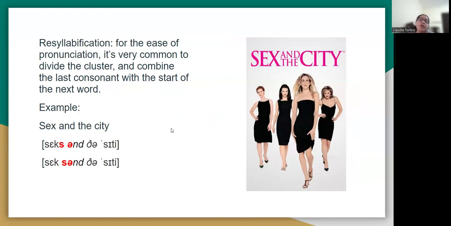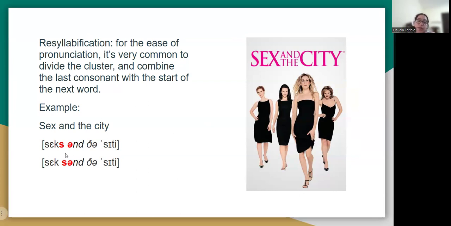Okay, when we're talking about consonant clusters, we need to keep in mind this concept. Resyllabification means that to make pronunciation easier, it is very common to divide the cluster and combine the last consonant in the consonant cluster at the end of the word with the beginning of the next, if there's a vowel. For example, Sex and the City.